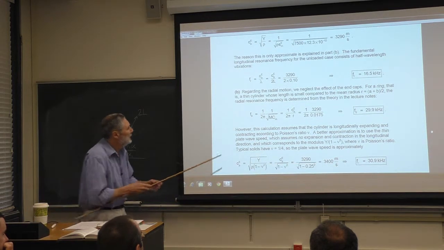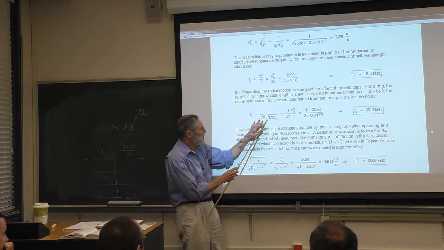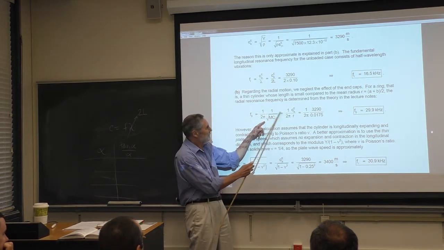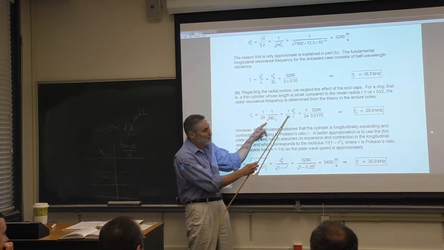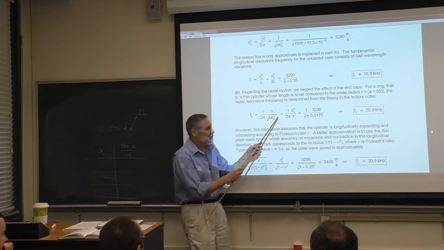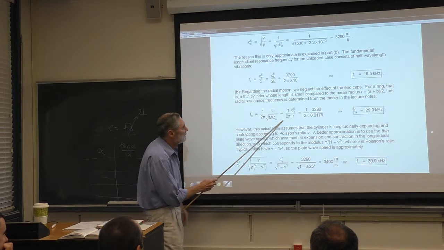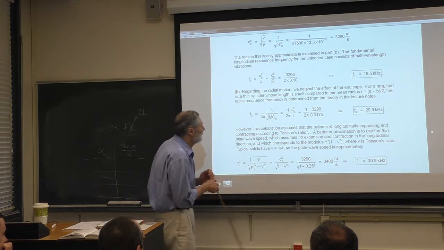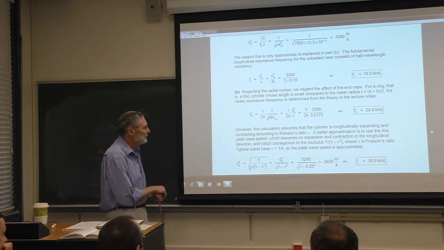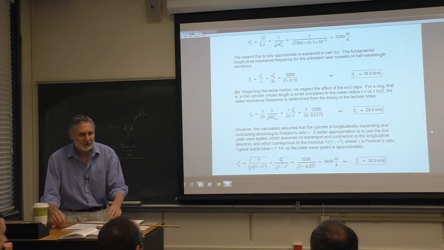This is not obvious. You need to look back at our ring theory. So we can take our ring theory for the resonant frequency and calculate it. And you can see that it's about 30 kilohertz. Now, why is this approximate?